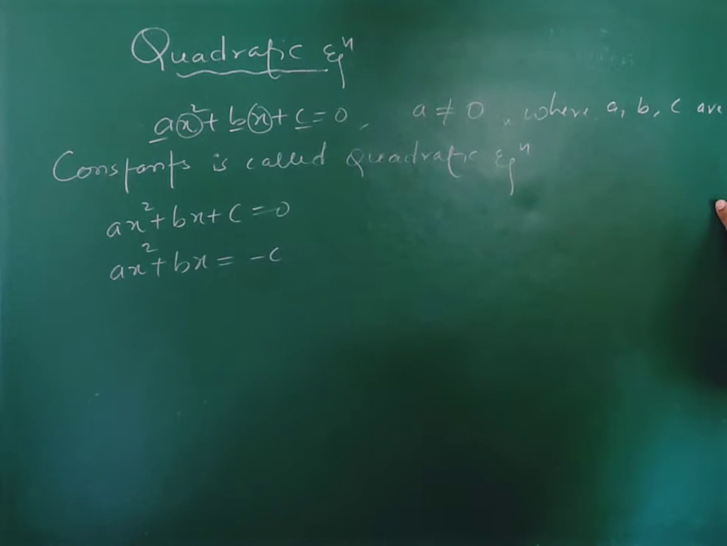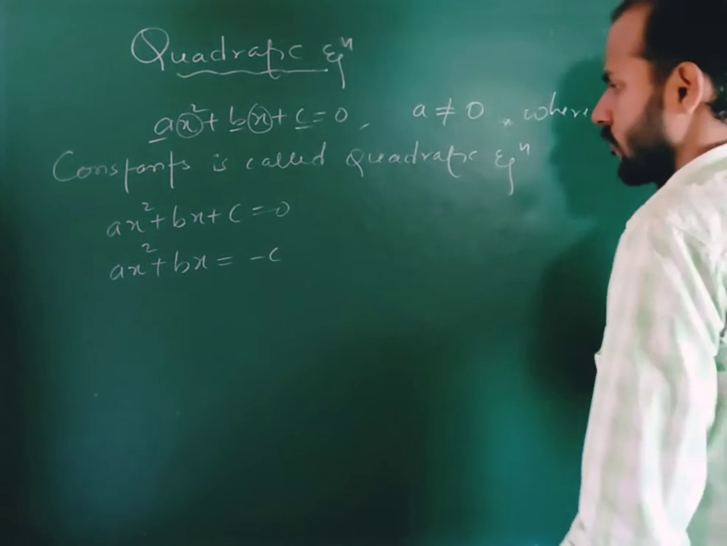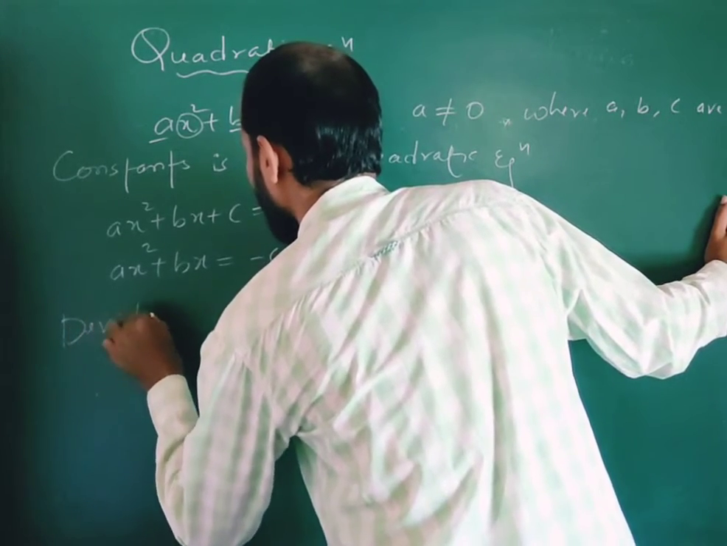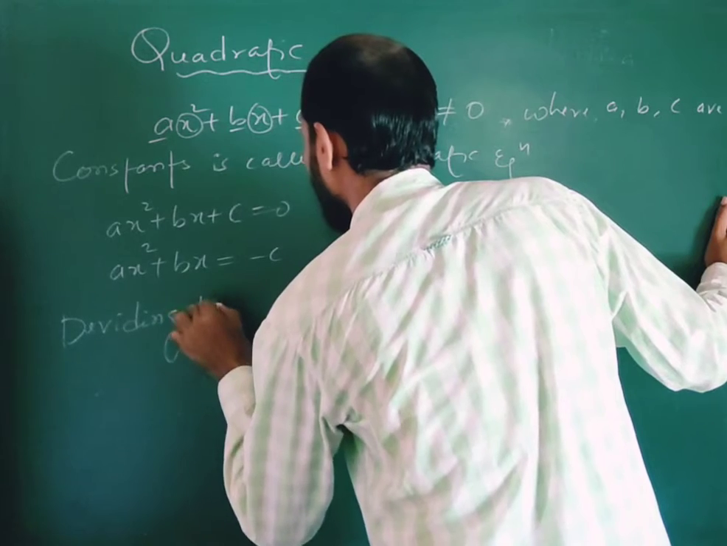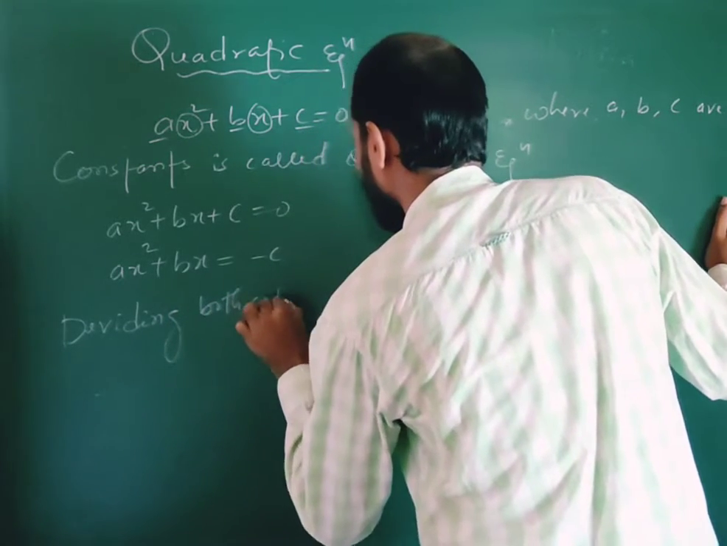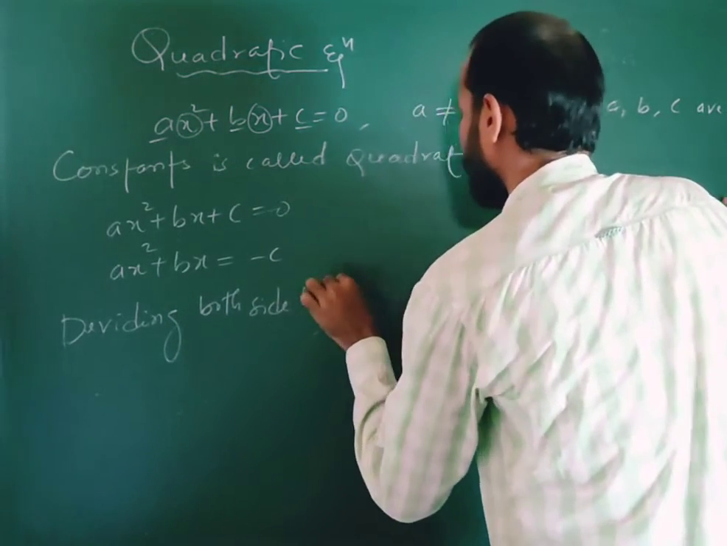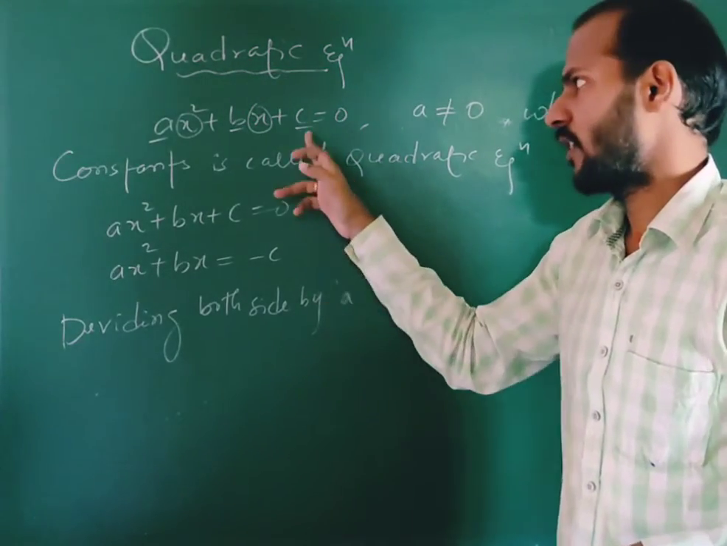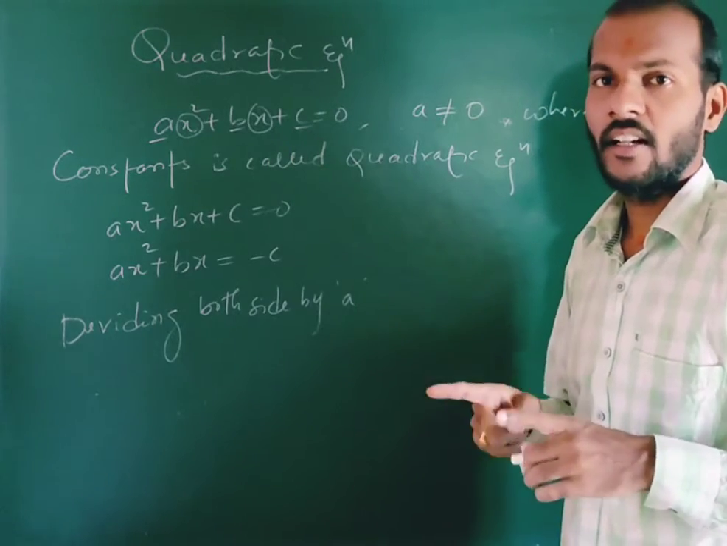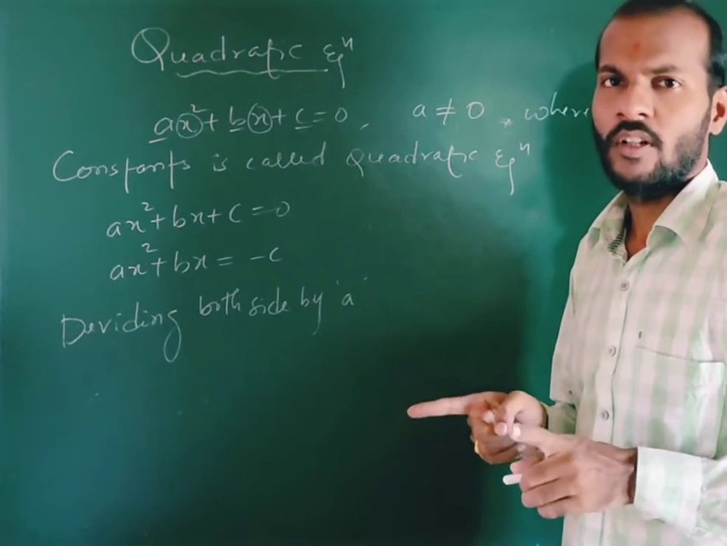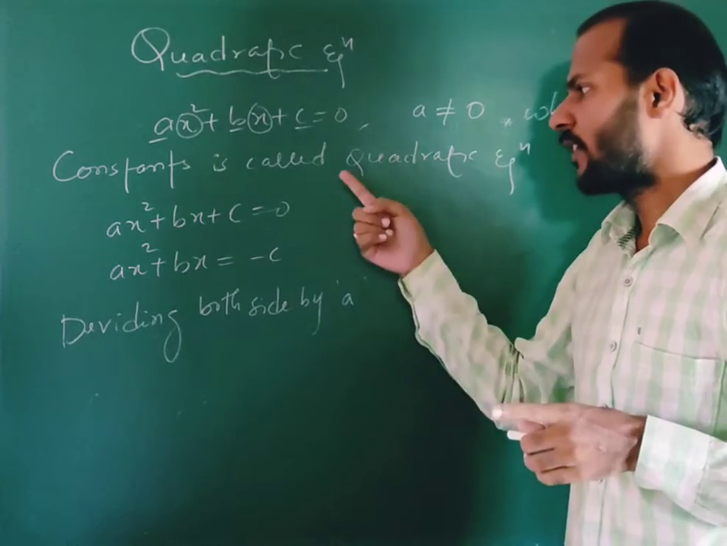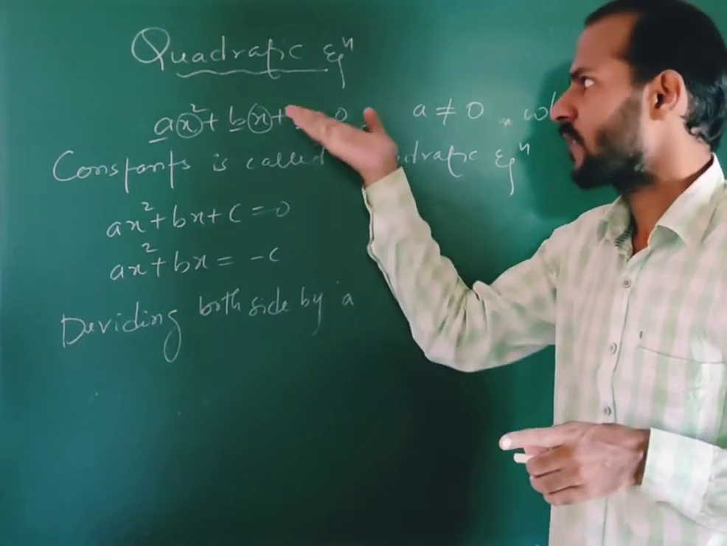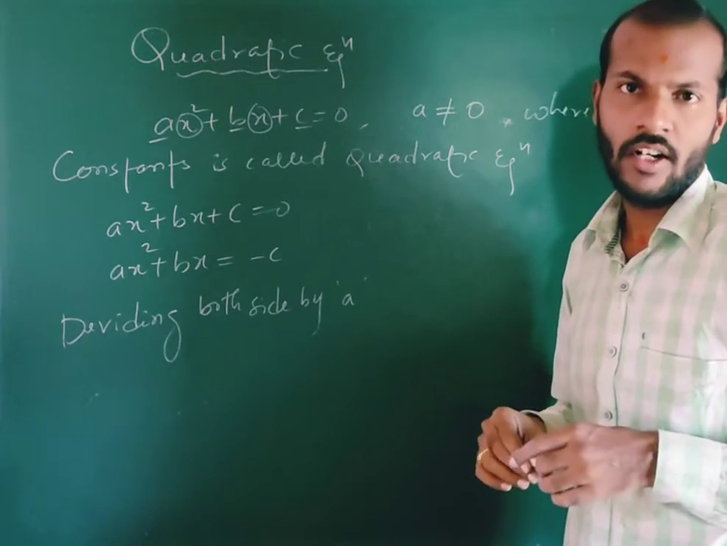Now dividing both sides by a, we are finding the root formula here, right? The quadratic equation, we are finding a root formula. Already you know the root formula. How is it formed? Let's see how to find a root formula with respect to the quadratic equation.